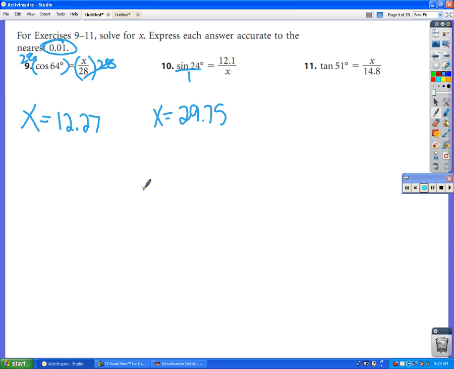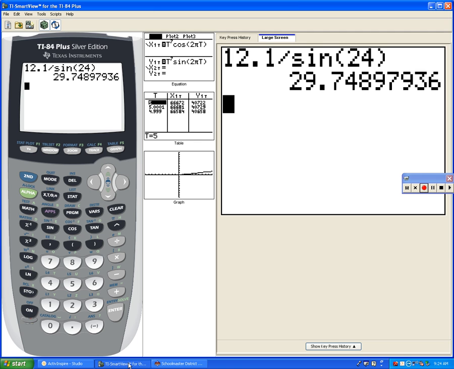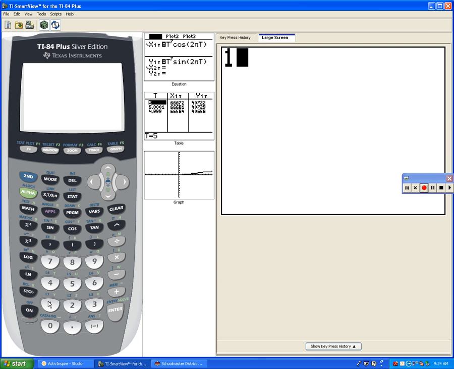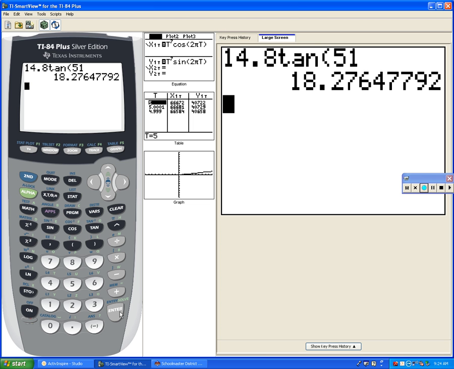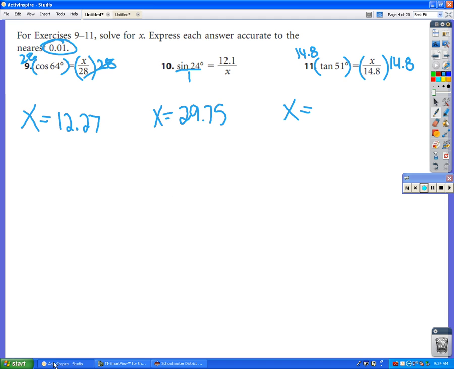Okay? So for number 11, based on what we just did, to figure out x, do I multiply or do I divide? Multiply, because the variable is on top, so I'm going to multiply both sides by 14.8, so that the 14.8's cancel. And then this again is a calculator problem. I need to go 14.8 times the tangent of 51, and that's going to be 8.28 if I round that to the nearest hundredth.